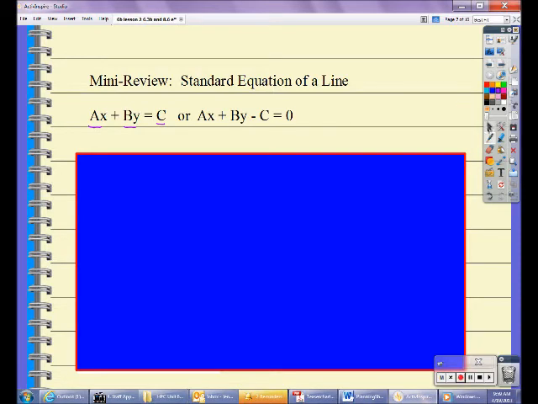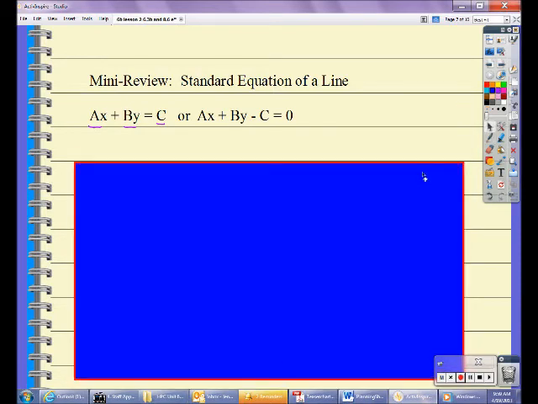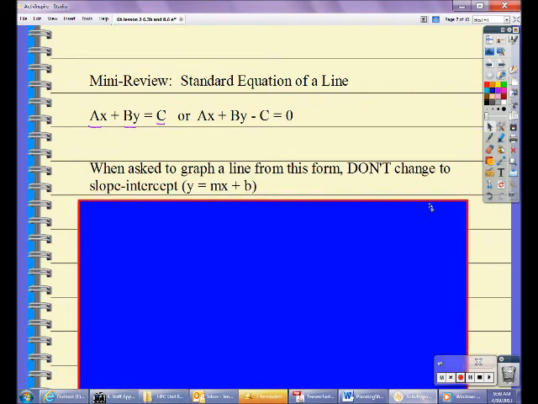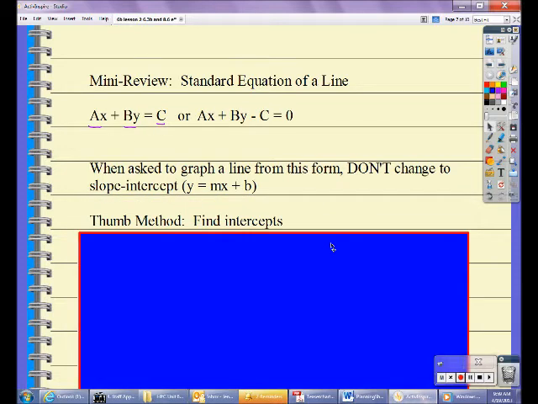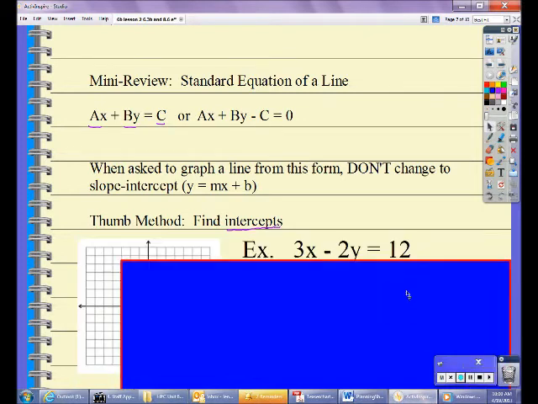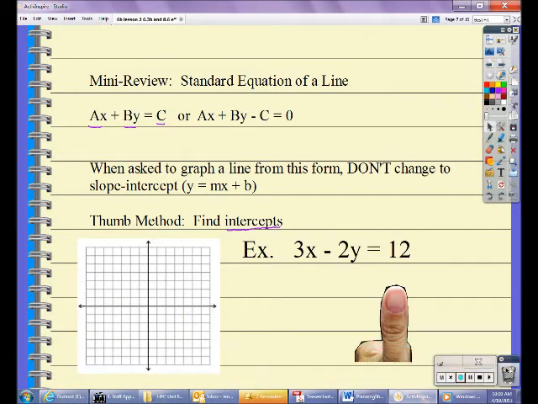When you are graphing this, do not just put it into y equals mx plus b form, even though that might have been the format you were more used to. There's actually a really easy way to graph from the standard form of a line, and it is called the thumb method. It essentially means you're finding the intercepts, and you're finding the intercepts by covering stuff with your thumb.